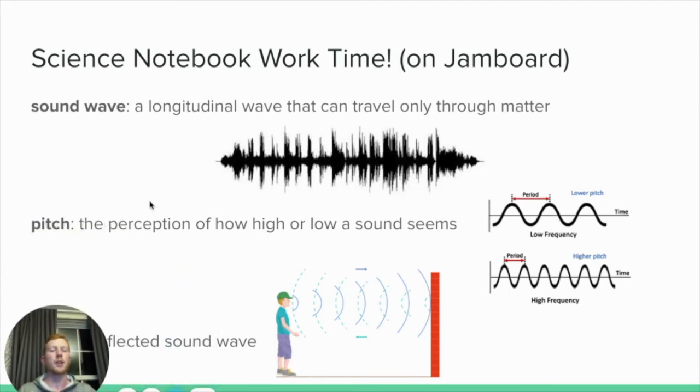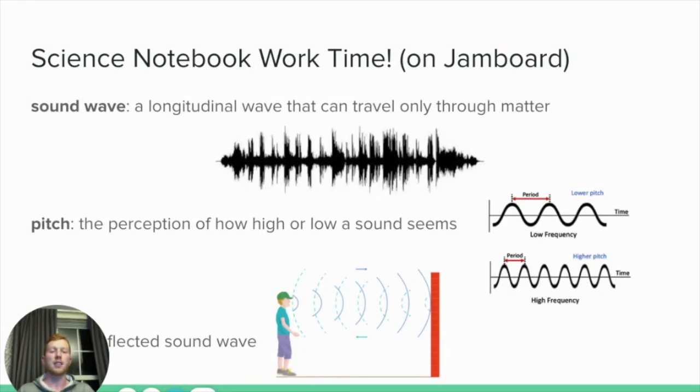Now let's go through each of these and talk about them. So sound wave, which is what you should have answered for your warm-up today, is a longitudinal wave that can travel only through matter. I know I've already said this once, but it's okay for you to hear me say it again. A longitudinal wave is a form of a mechanical wave, meaning that it has to travel through matter. Okay, I'll say that one more time. A longitudinal wave has to travel through matter.